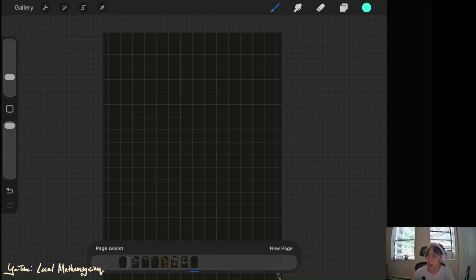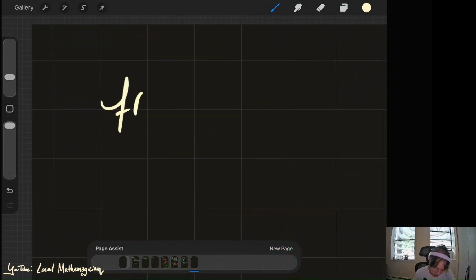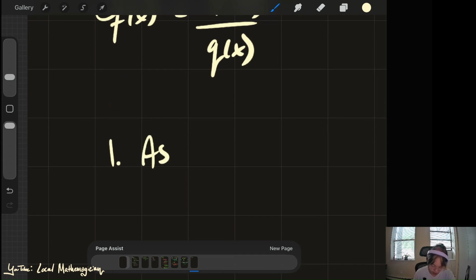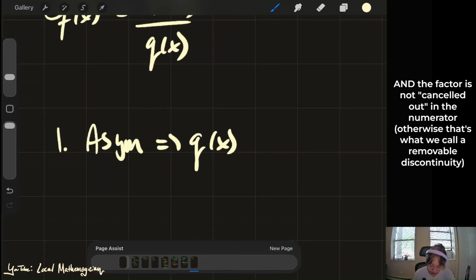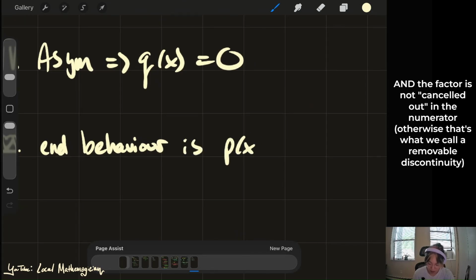Anyway, let's talk about graphing our rational function now. It actually works pretty much the same way. Let's say f of x is equal to p of x over q of x. First, asymptotes are where q of x equals 0, so solve that out, and you have your asymptotes. Second, end behavior is determined by p of x.